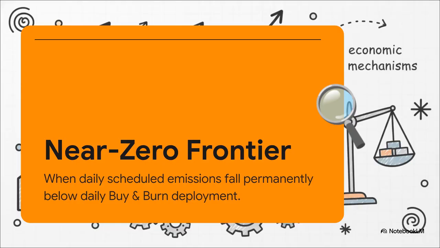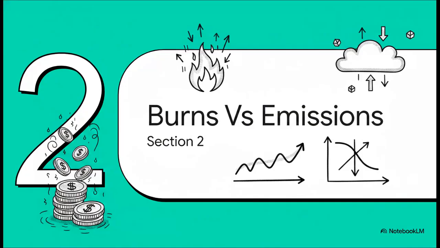Now, the absolutely critical convergence point here is what we call the near-zero frontier. This is the exact threshold where daily scheduled emissions fall permanently below the daily buy and burn deployment rate. And guys, as of day 222, we have officially crossed this frontier. Crossing this line makes it mathematically impossible for the protocol to structurally dilute holders through emissions, regardless of macro market sentiment. The supply equation has effectively and permanently inverted. Section 2. Burns versus scheduled emissions.